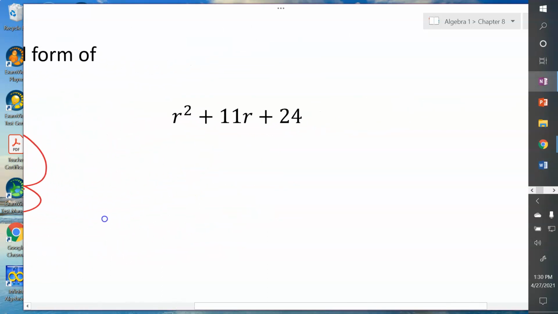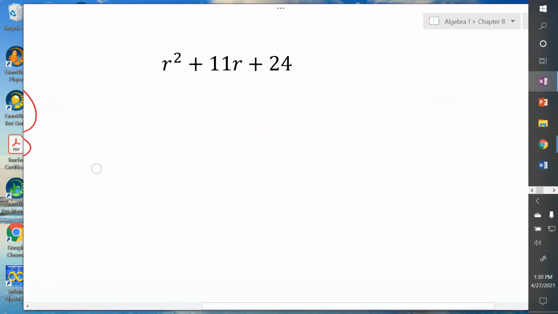All right, let's take a look at another one. This time we're using r. We have r squared plus 11r plus 24. And just like last time, I'm going to end up with 2 binomials. They both have to have r in the front to get my r squared. They're going to be the same sign because I have a positive 24. This is a positive 11. So that means when I add my factors together, they need to add up to a positive 11. And the only way that happens is if they are both positive. So I'm going to put a plus and a plus.